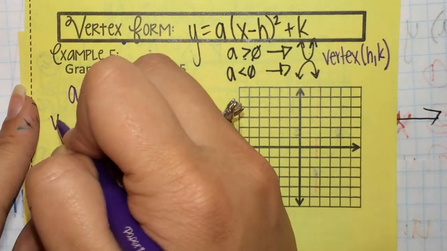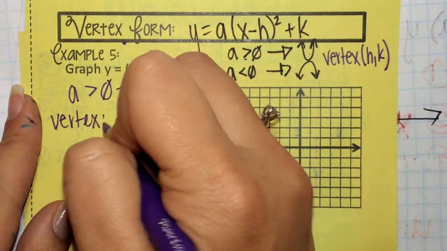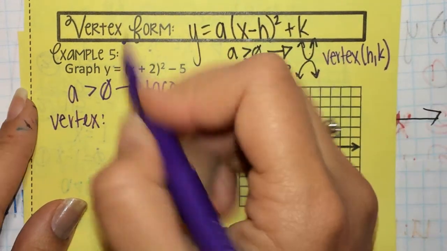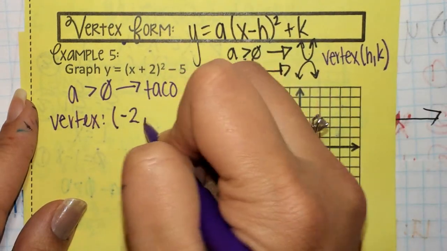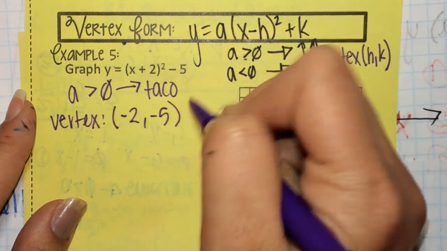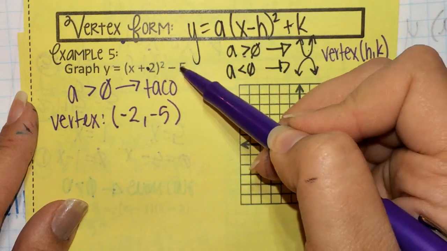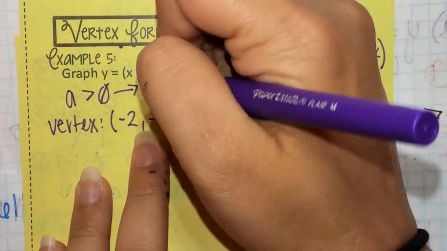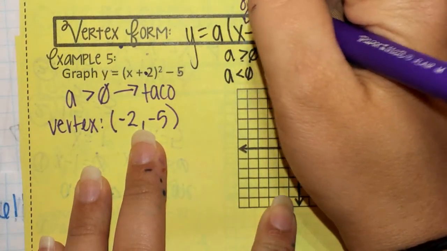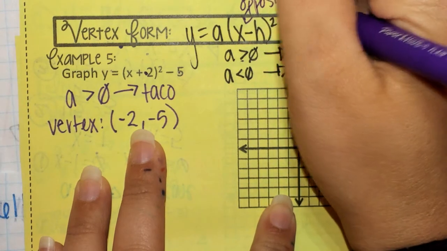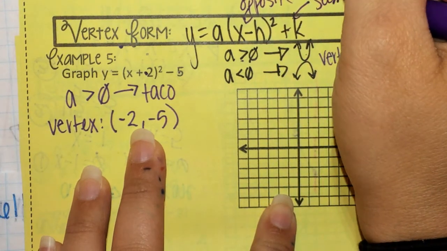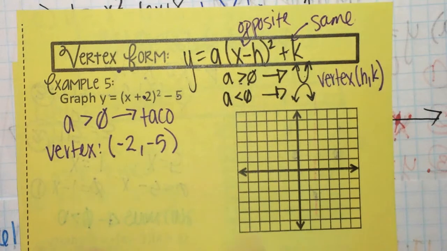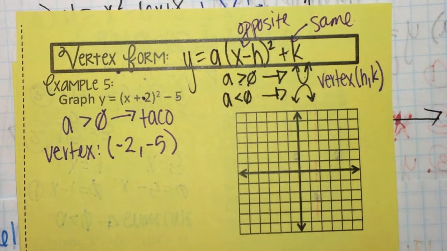So your vertex on this one is the opposite of what's in parentheses. In parentheses is positive 2. What's the opposite of positive 2? Negative 2, comma, negative 5. It's the opposite of what's in parentheses, same thing as what's on the outside. So, opposite, same. Every single time.